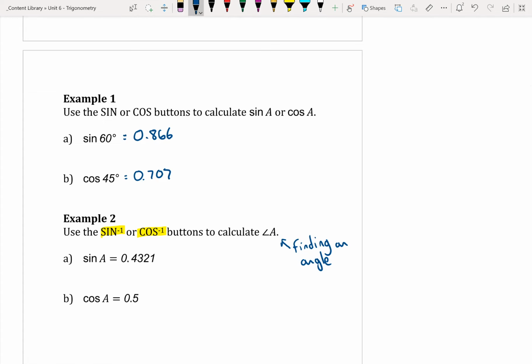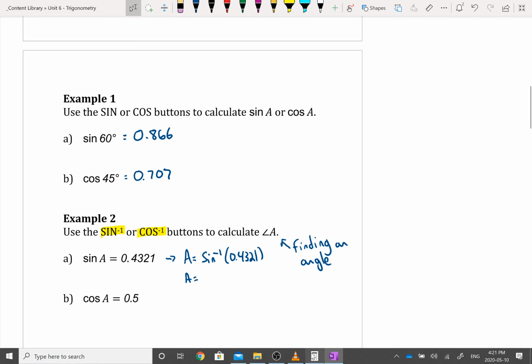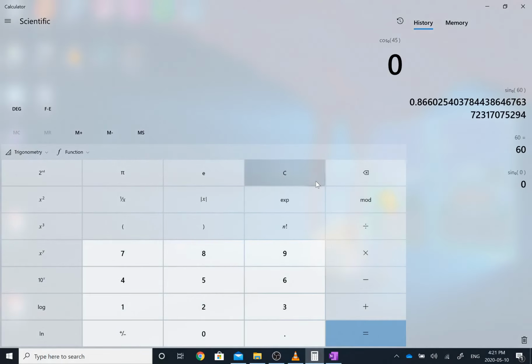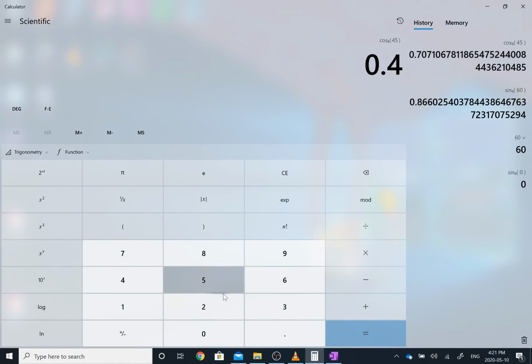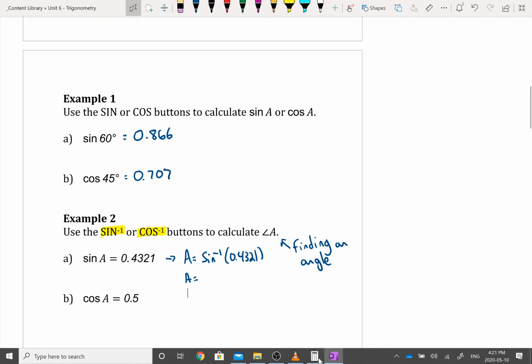But for A, if we know that sine A is equal to 0.4321, and I want to solve for A, basically what happens is, think of it as kind of the opposite operation, or canceling out. So if I get rid of the sine, it becomes sine -1 on the other side, 0.4321, and then I can solve for what A equals. So I'll show you how that looks on the calculator. I'm going to clear everything. So 0.4321, I believe. Yep, 4321.